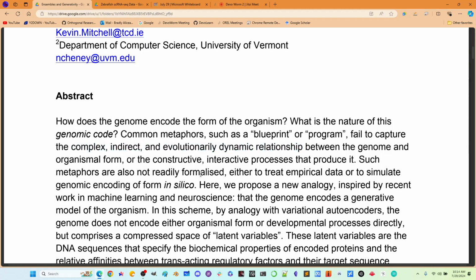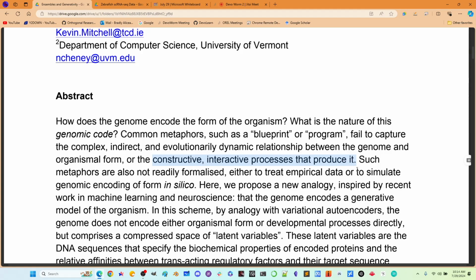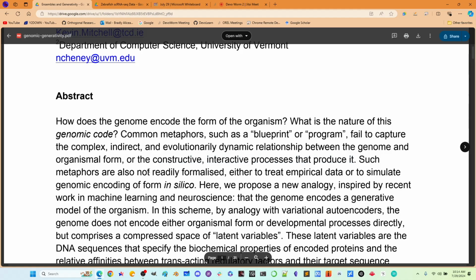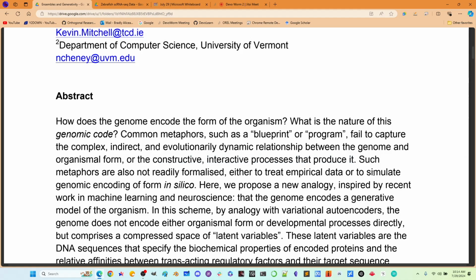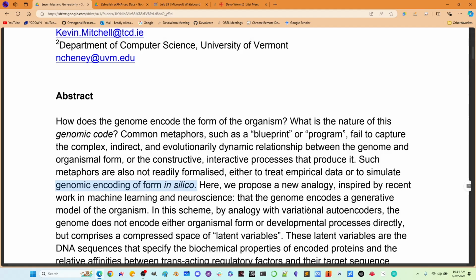But that's why we're talking about this, and especially this paper, because they talk a little bit more about the constructive interactive processes that produce a developmental phenotype. So such metaphors are also not readily formalized, either to treat empirical data or to simulate genomic encoding of form in silico. This is where we want to be able to produce forms on a computer. We want to take a bunch of DNA code, which could just be a string or a set of strings, and transform that into some shape. We want to do that in a computer, but it's not easy. We can do that with genetic algorithms to some extent, but it requires this sort of blueprint on top of a blueprint, and it becomes pretty hard to connect to what's going on in nature. So that's an important set of points.